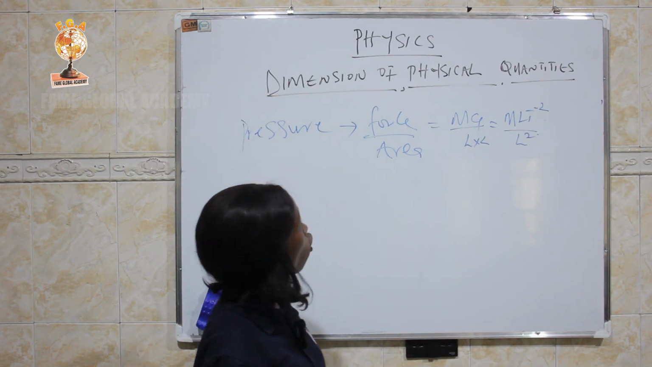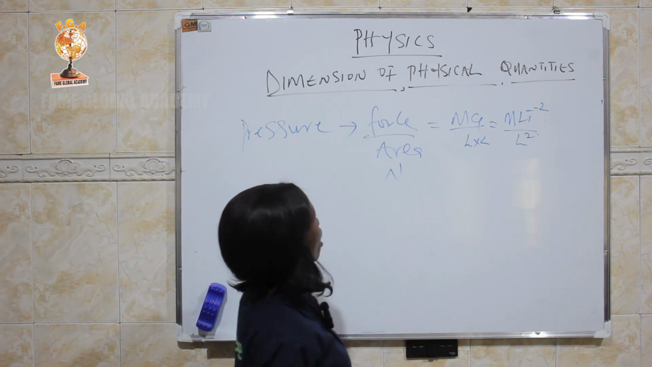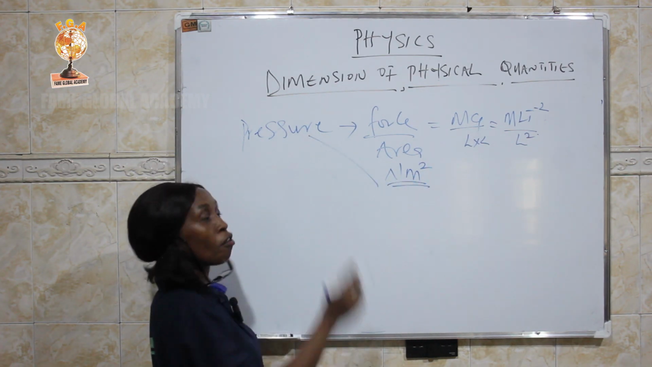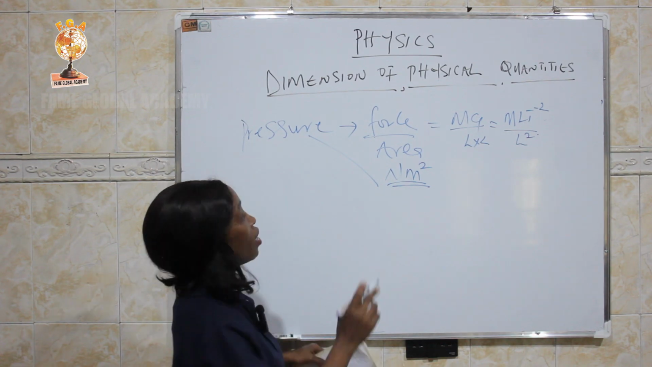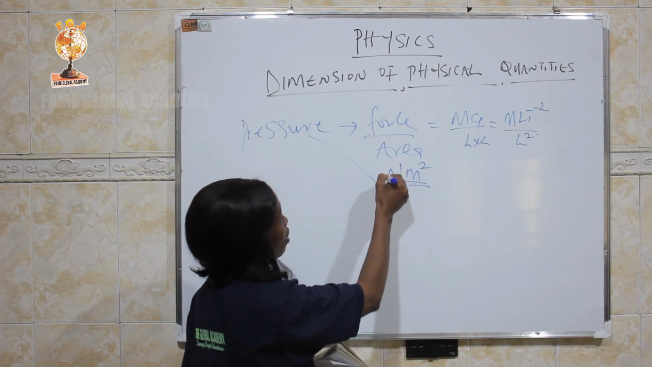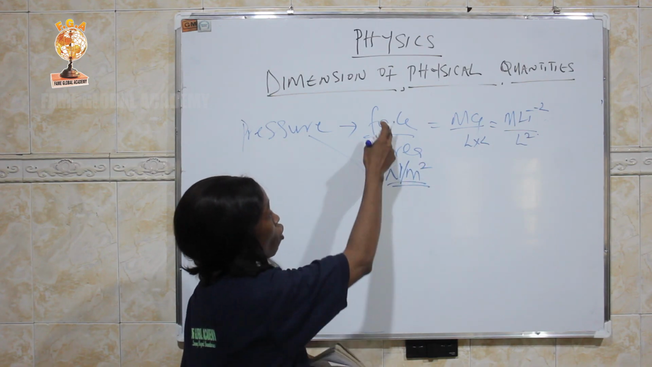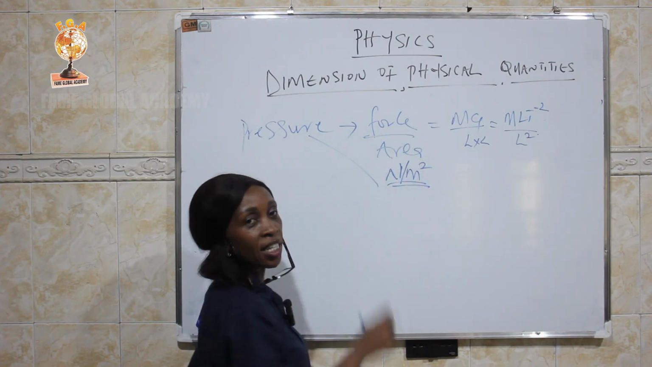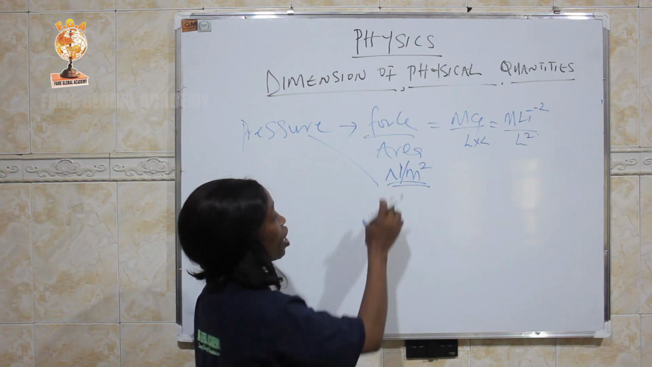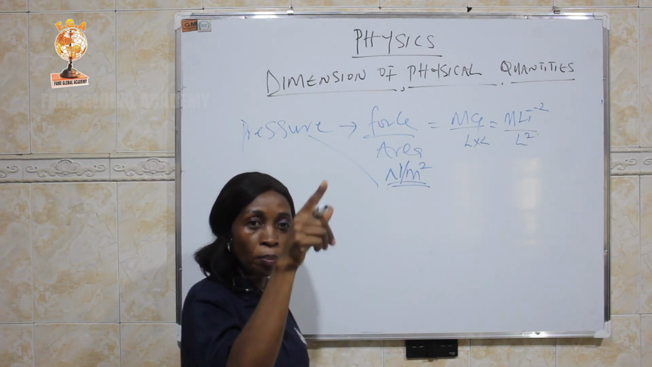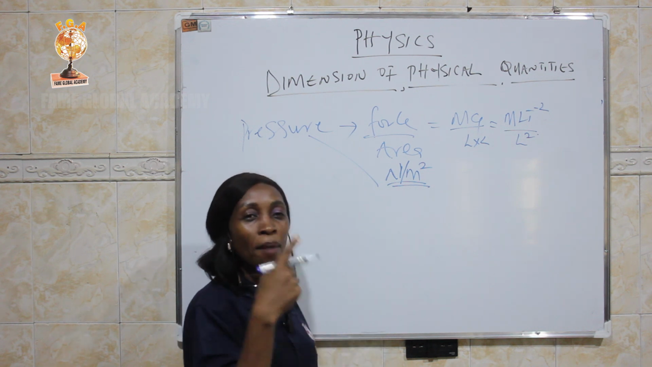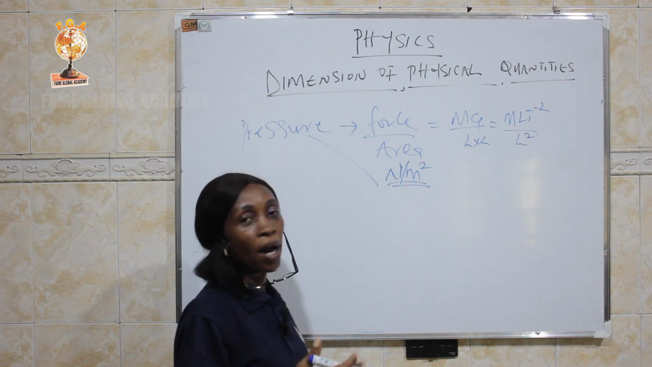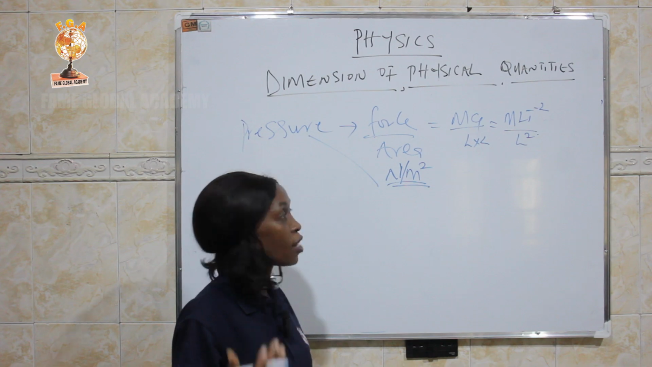Now, the SI unit for force is Newton. The SI unit for area is meter squared. Now, this becomes the SI unit for pressure. This is how you combine it together. Force is Newton, area is in meter square. So the SI unit becomes Newton per meter square. When you hear the word per, it means division. Newton per meter square, depending on how you want to pronounce it. We are saying the same thing.